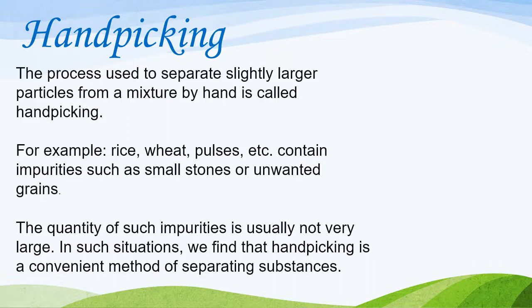Now, the quantity of such impurities is usually not very large. If we have to separate stones from rice, then the quantity of rice should be small, not very large, because if the quantity is larger, then it is too difficult for us to separate it. So if the quantity is small, then we can use this process, hand picking by hand. In such situations, hand picking is a convenient method of separating substances.